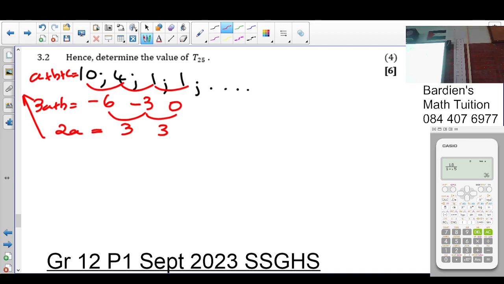So firstly divide by 2, so a is equal to 3 over 2. You substitute that into there. So it's 3 into 3 over 2 plus b is equal to minus 6.